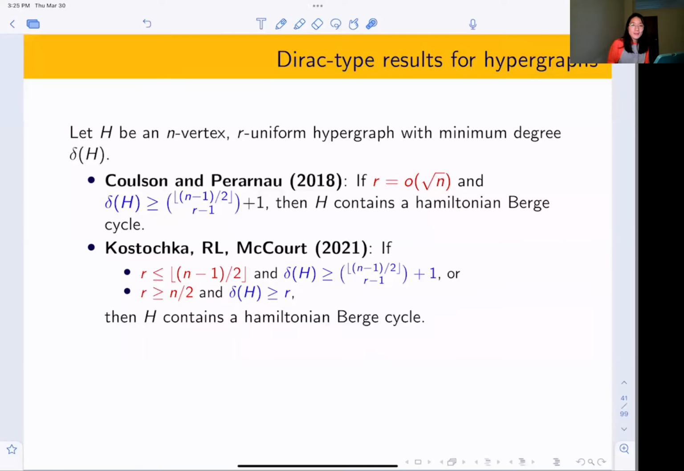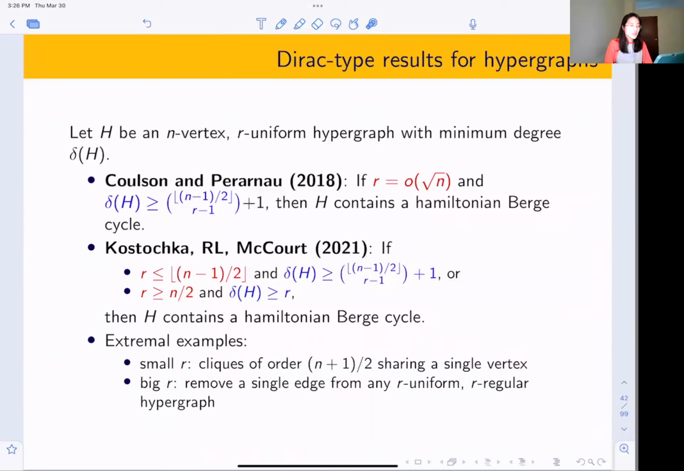So here the hypergraphs are going to look a little bit strange because now the uniformity is at least n over 2, which means every edge contains almost half or at least half the number of vertices. So these are sharp, and here are some extremal examples.